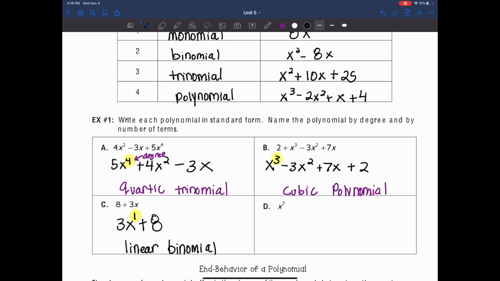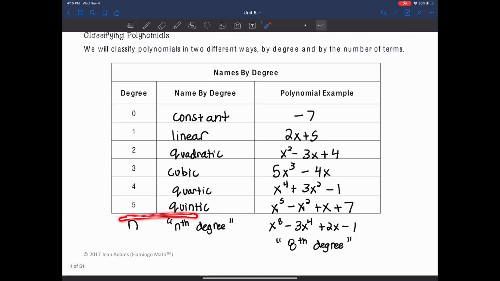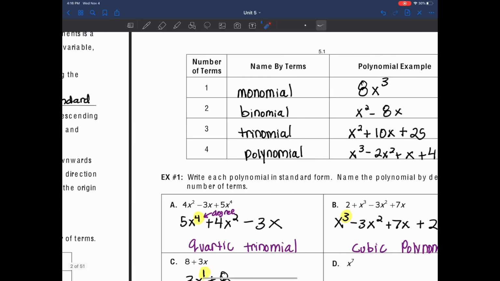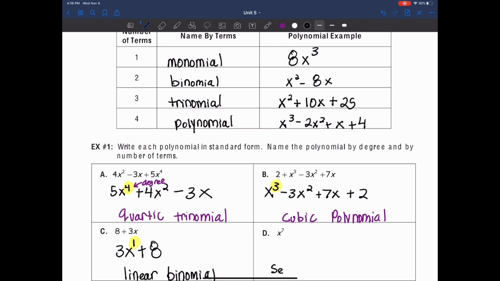Last but not least, part D, we have x to the 7th. Notice how we have a 7th degree. Like we said before, whenever we get above 5 for degrees, we're just going to refer to that as an nth degree. So this is going to be referred to as a 7th degree. And since I only have 1 term, this is going to be referred to as a monomial. So this is a 7th degree monomial. And that is how you classify a polynomial based on its degree and its number of terms.